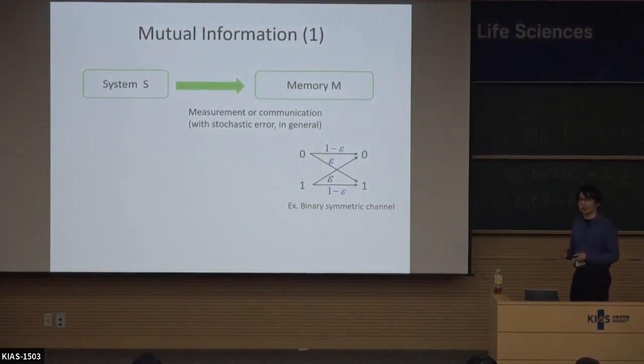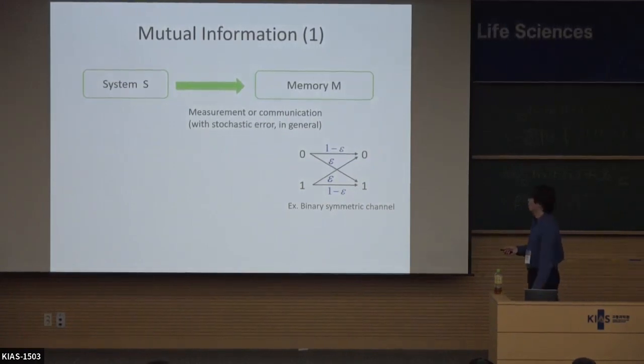Shannon considered some communication processes, and he wanted to quantify the information content that is sent from one person to another person. But in the physics context, we can use mutual information to quantify the effective information that is gained by the measurement.